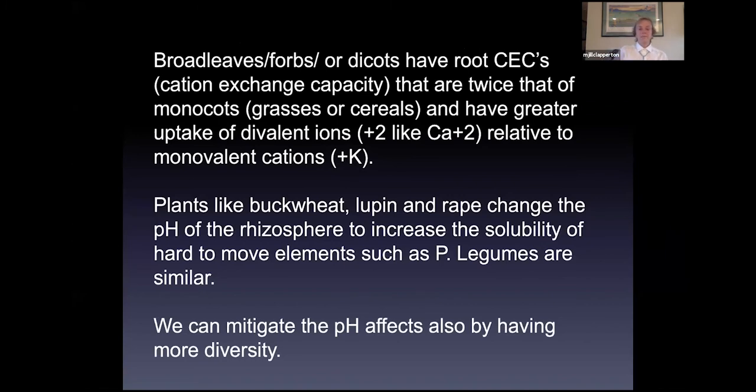The other thing is that broadleaves, forbs, dicots, whatever you want to call them, they have a different cation exchange capacity, which is twice that of grasses, cereals. They tend to take up more of your divalent cations and anions, whereas your grasses tend to be more monovalent. So again, we can use this to our advantage. When we're growing corn, always put a broadleaf with it because it's going to get some other nutrients that it wouldn't normally get.